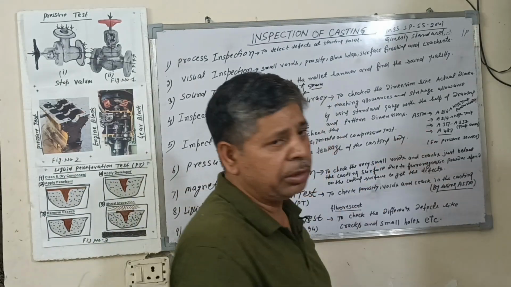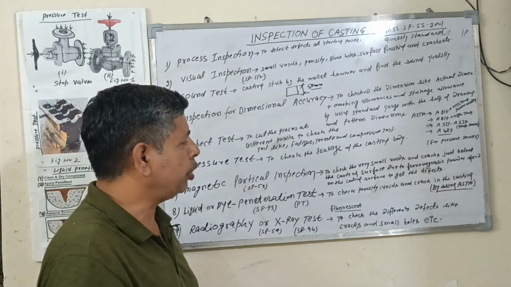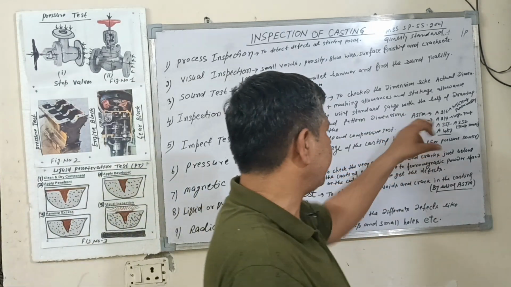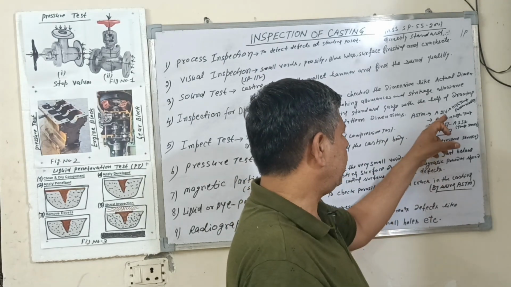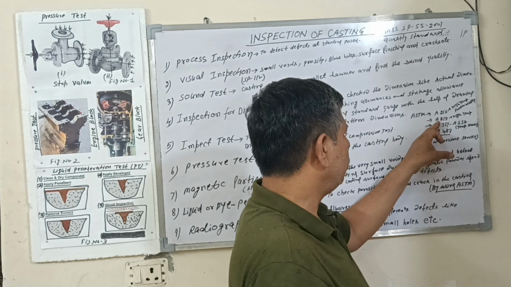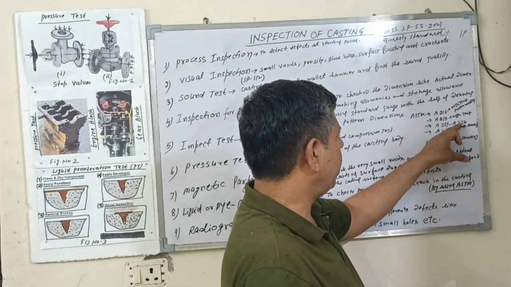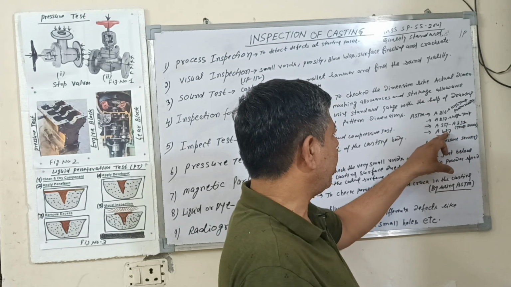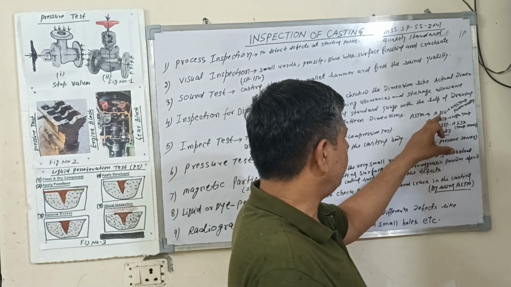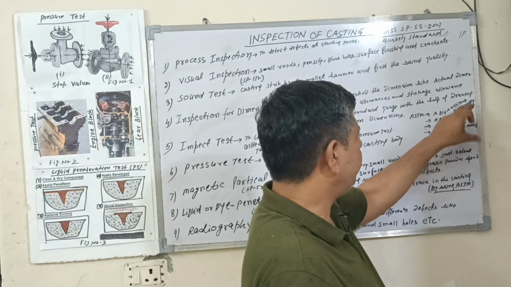Different standards are also used to inspect castings. ASTM, American Society for Testing of Metals: A216, A217, A351, A352, A548. A216 means high temperature fusion.